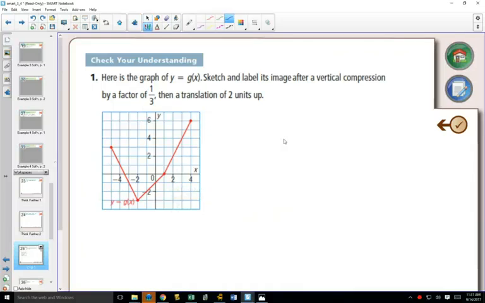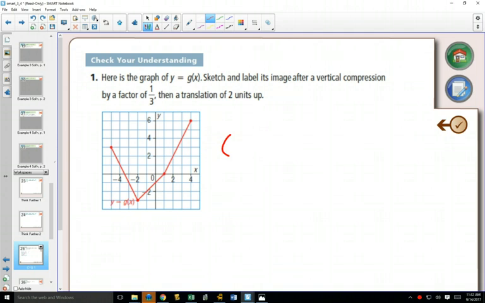So we've got some weird graph of g of x, and we want to sketch and label its image after a vertical compression by a factor of 1/3, and then a translation of 2 units up. So again, we're going to take our points. In this case, we've got 4 key points, so we're going to start by labeling all 4 of those key points.